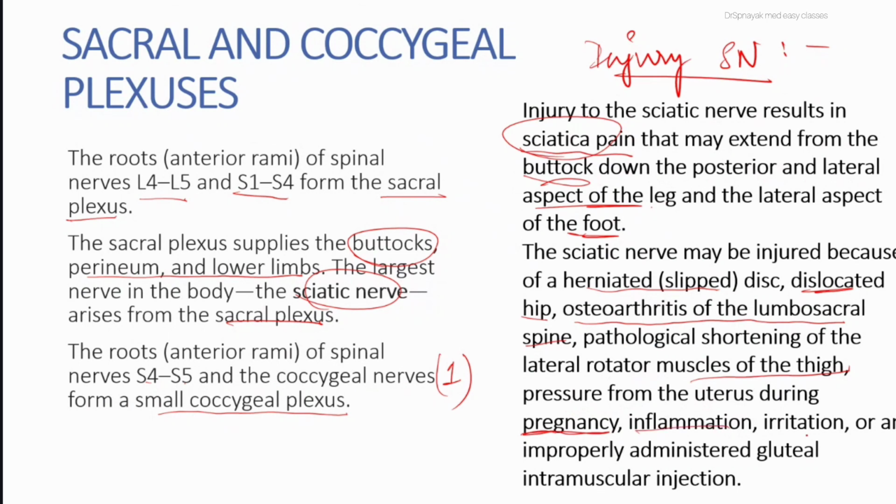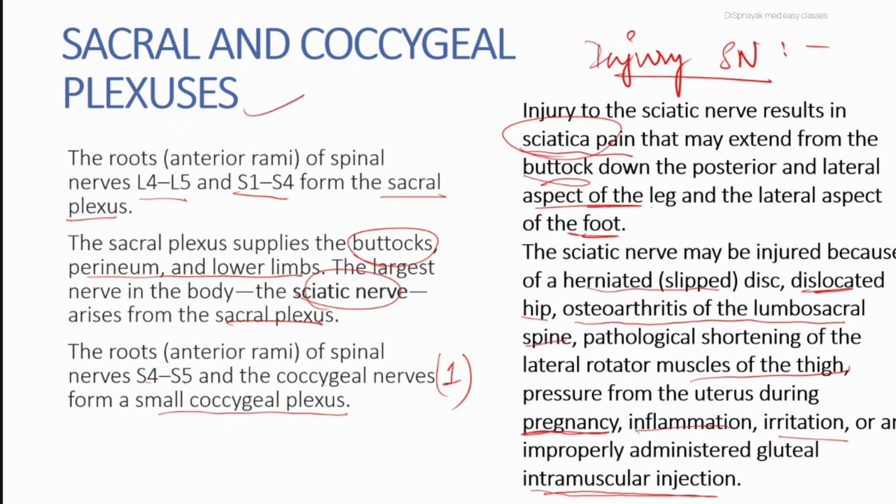Other factors are inflammation, irritation, or an improperly administered gluteal intramuscular injection. So if there is an improper administration of an IM injection in the gluteal region, it might also lead to injury of the sciatic nerve. This was the sacral and coccygeal plexus, and this was all about the anatomy and structure of the spinal cord.